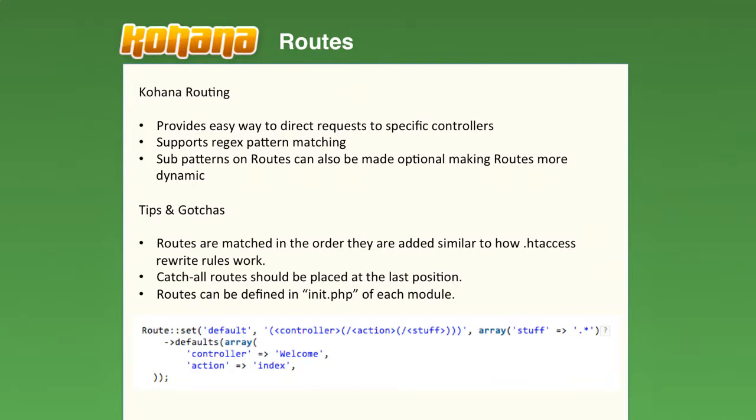And here are some tips and gotchas that we ran into. For example, routes are matched in the order they're added, similar to how .htaccess rewrite rules work. How many people are familiar with .htaccess rewrite rules? Okay, so basically .htaccess rewrite rules will stop at the first thing they match. They will not keep going. Same thing with routes. If it finds a match, it will not keep going. So if you start defining, let's say, a catch-all type of route, you probably want to keep it all the way at the bottom, because you want all the special routes to be matched first before it gets to the catch-all. A hard lesson learned on our end.